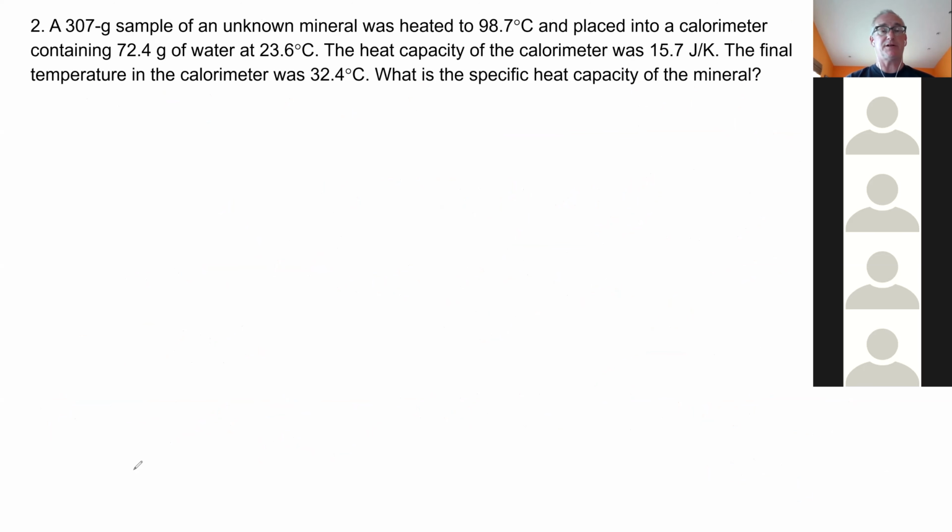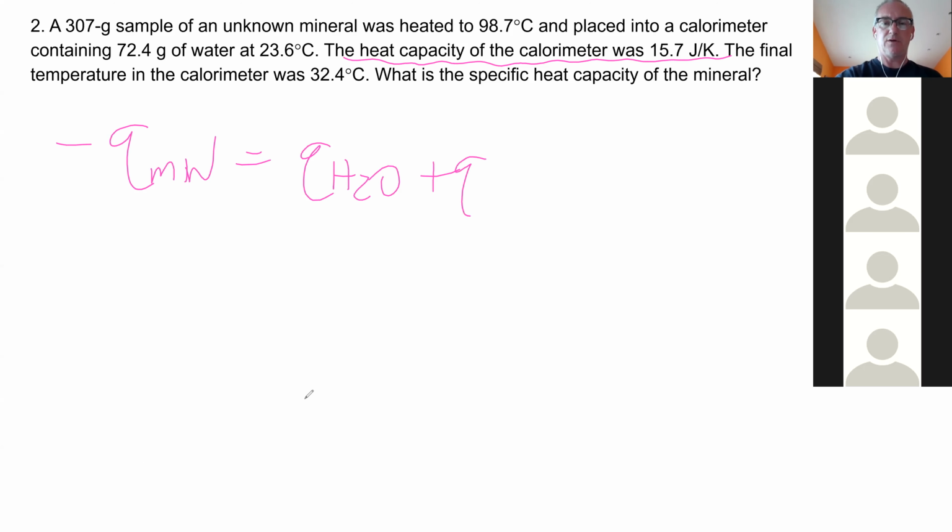All right, so basically here you just set up Q as we always do. I've got negative Q of my mineral equals Q of the water. It's always going to be this: negative Q of the unknown equals Q of the water. But the difference is that the heat is going to two places. It's going into the water and it's going into the calorimeter. So it's also equal to plus Q calorimeter.